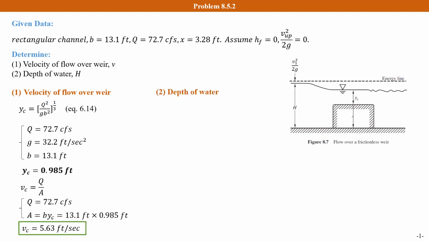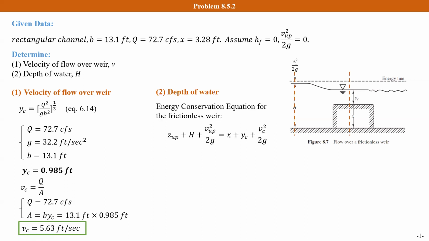Next, we can calculate the depth of water by writing down the energy equation at these two sections. Because it is a frictionless weir, the energy upstream should equal the total energy downstream. At the upstream, the elevation plus the water head plus the velocity head should equal the height of the weir plus the critical depth plus the velocity head.